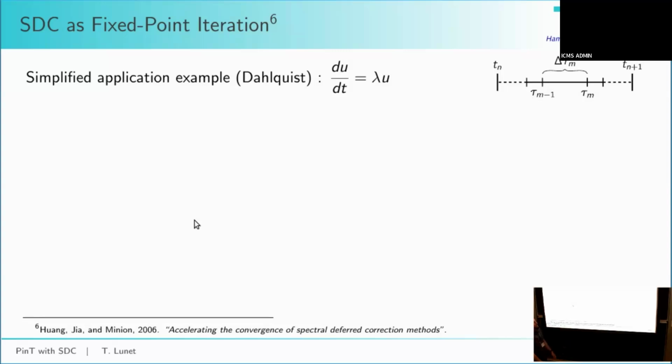Don't worry, the lambda won't be a real negative number. That would be a plain imaginary number, so at least I won't have a diffusive problem. And so I start from my SDC interval.